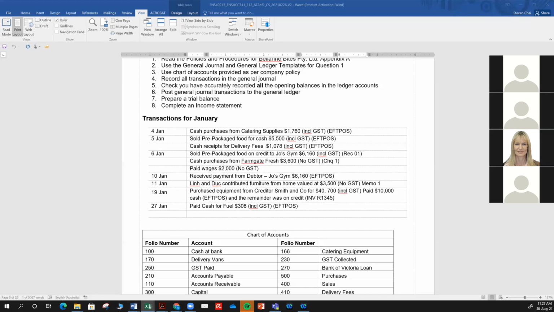I'm still writing the previous one. Hang on. Okay, so it's what? 5th of January, cash receipts for delivery fees, 1078. Well, obviously it's cash at bank, your debit. Yes, excellent. I haven't worked out the GST on the delivery fees, that's all. Okay, how much would be the GST fee?